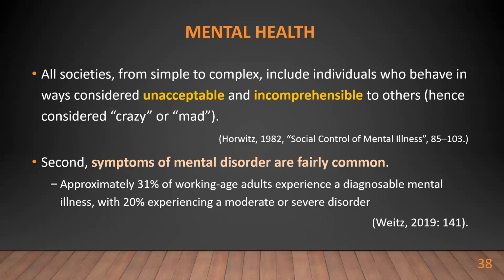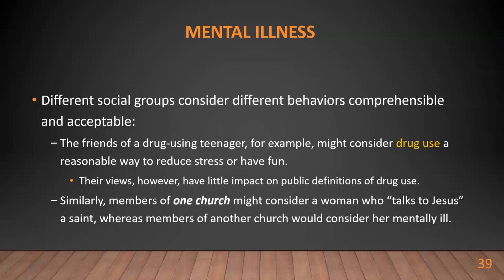Horowitz, one of the famous sociologists and cultural historians that explores madness, says that all societies, from simple to complex, include individuals who behave in ways considered unacceptable and incomprehensible to others, and hence they are considered crazy or mad. Second, symptoms of mental disorder are fairly common. So you can meet them in every society, but they're also fairly commonly spread. Approximately 31% of working adults experience a diagnosable mental illness, while 20% experience a moderate or severe disorder. This is coming from White's The Sociology of Health, edited in 2019. She has several editions of those.